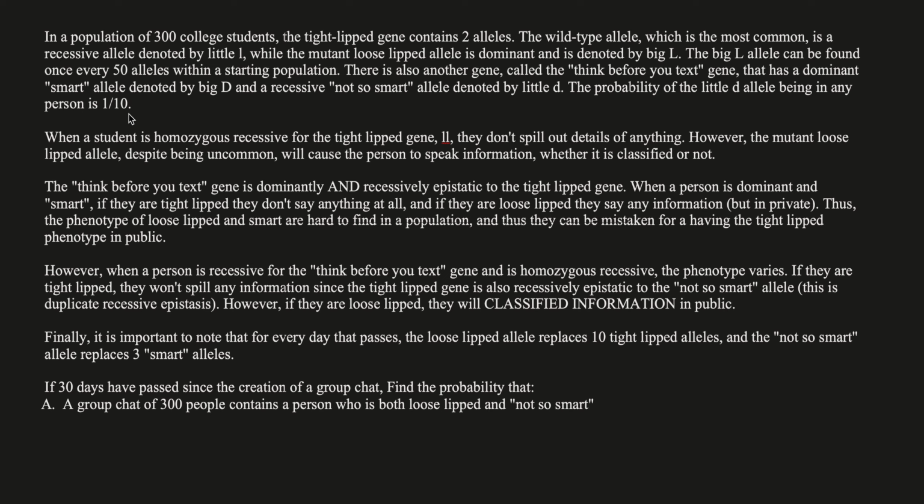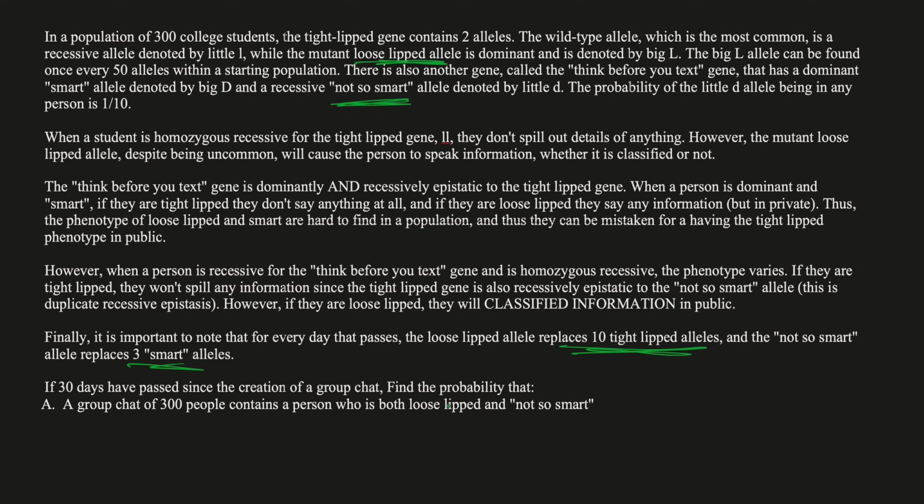But all that matters is that over here you have 2 genes. And if you have the not so smart gene right here, and if you have the loose-lipped allele, which is right here, right, the little l, you're completely screwed over, right? And it's saying that if you have 10 tight-lipped alleles turning into loose-lipped alleles every single day, right? And same thing with a not so smart replacing 3 smart alleles every single day. And you have 30 days that pass. What is the probability that you're going to have a group chat that's going to have a bunch of loose-lipped and not so smart people? Let's look at it, right?